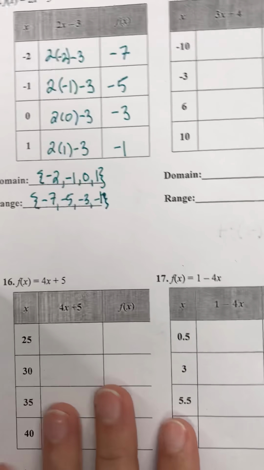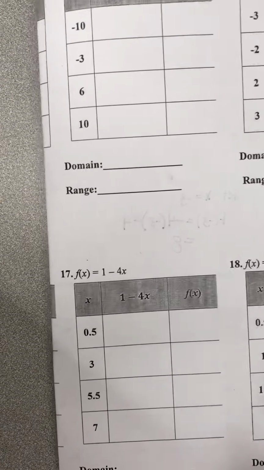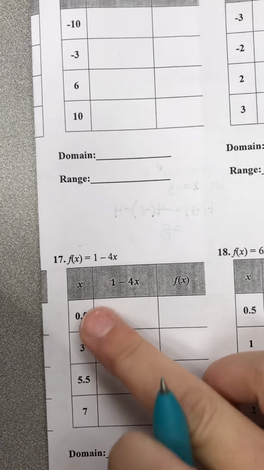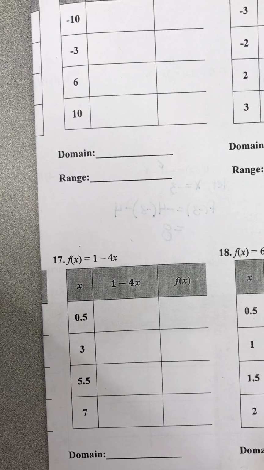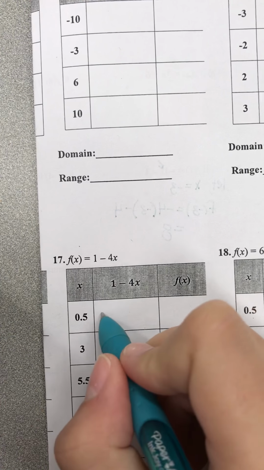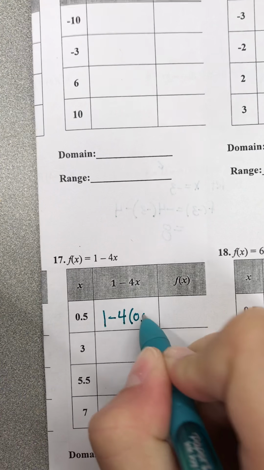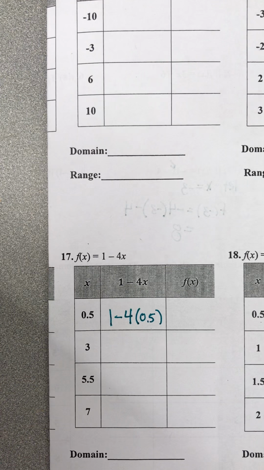I'll do one more. I'll do problem number 17. Give me 1 second here. Okay. For problem 17, my function is 1 minus 4x, and I need to plug the following values in. Okay. So 1 minus 4, plug the value 0.5 into the equation.